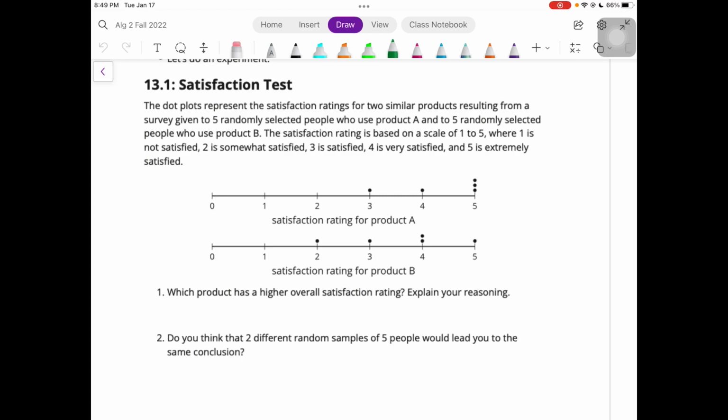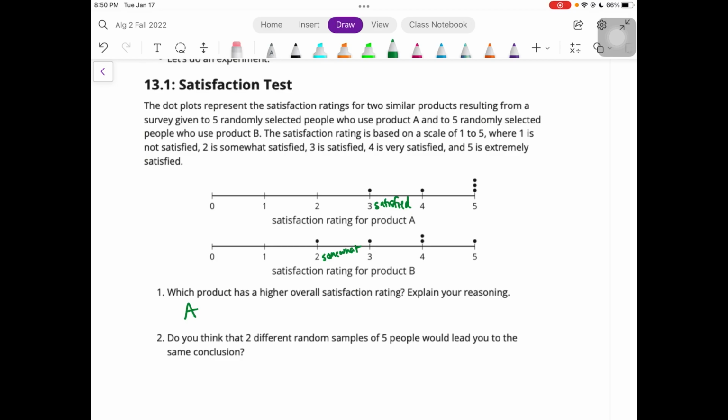Explain your reasoning. All right, so if you look at product A, satisfied is the lowest, that actually had somebody choose that, and then one very satisfied, and then 3 extremely satisfied. Whereas product B had somebody who was somewhat satisfied, someone who was satisfied, a couple of people who were very, and only one person who was extremely. So product A had a higher overall satisfaction rating because the mean is higher.